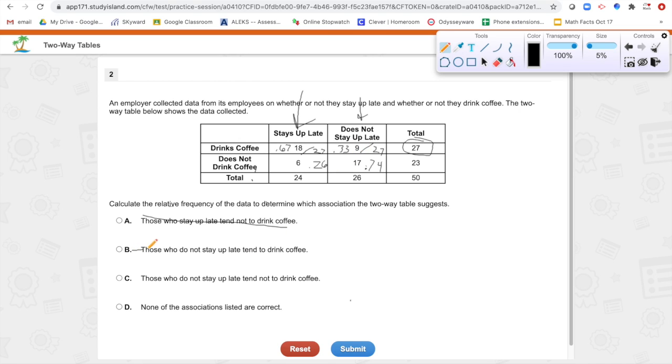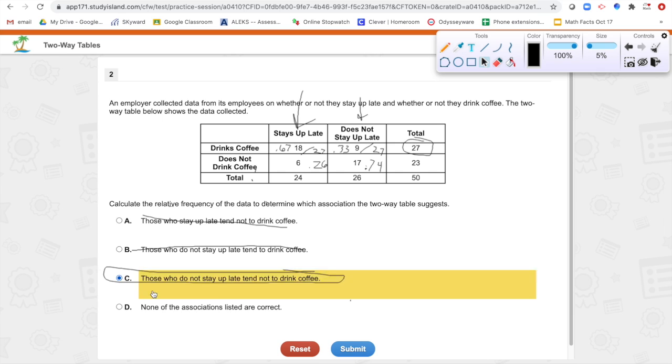That's not true either. More actually do not drink coffee. So those who do not stay up late tend not to drink coffee. And that is 17. That's our winner right there. So we're gonna select C.